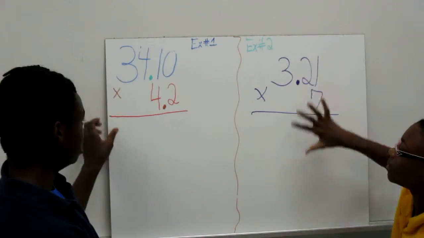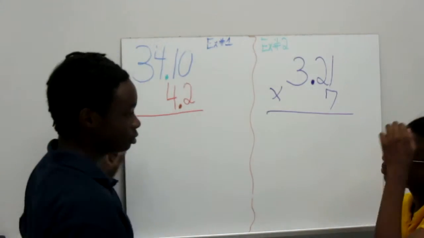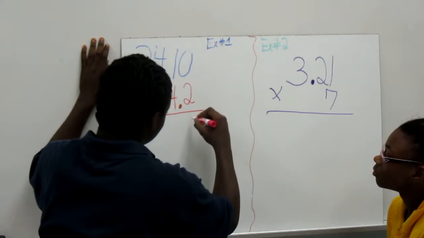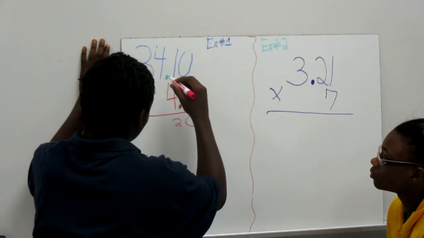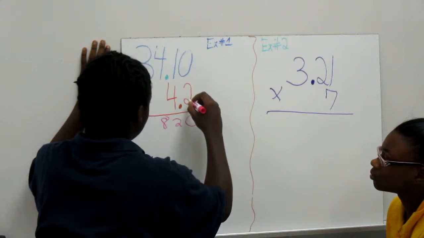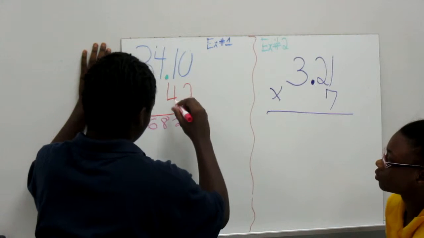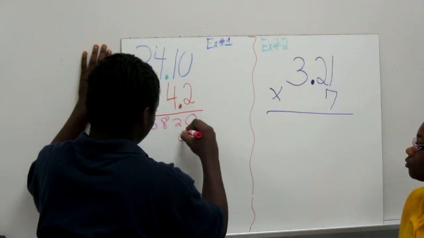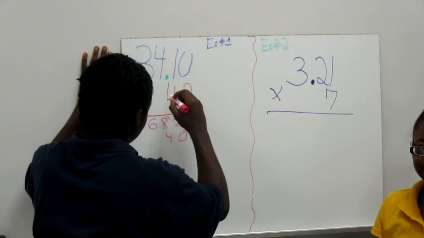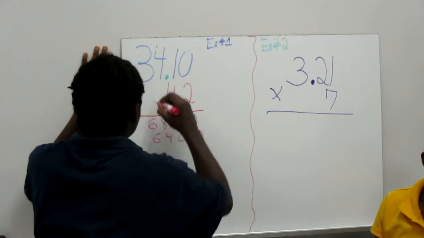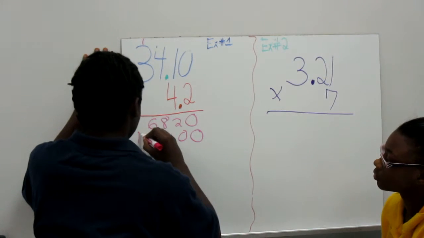Right here are some examples that we're going to be doing with y'all. 2 times 0 equals 0. 2 times 1 equals 2. 2 times 4 equals 8. 2 times 3 equals 6. You write down your 0. 4 times 0 equals 0. 4 times 1 equals 4. 4 times 4 equals 16. Carry my 1. 4 times 3 is 12. Add your 1. That's 13.